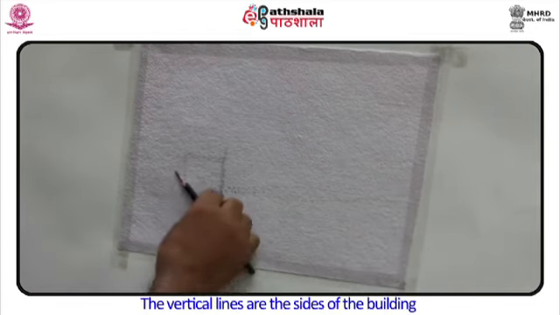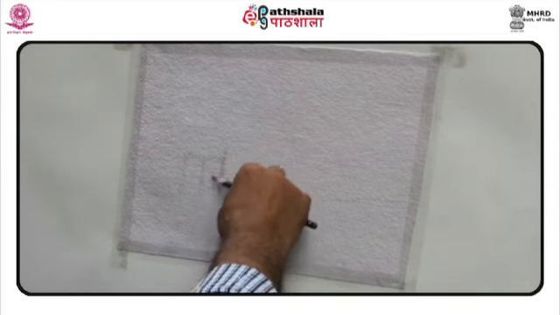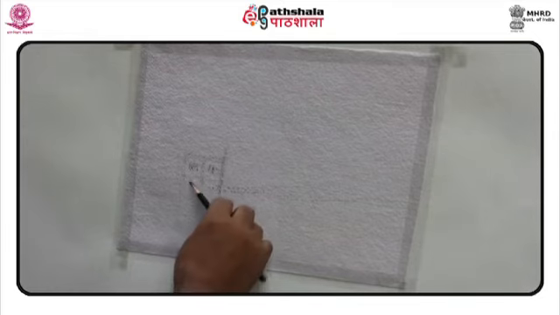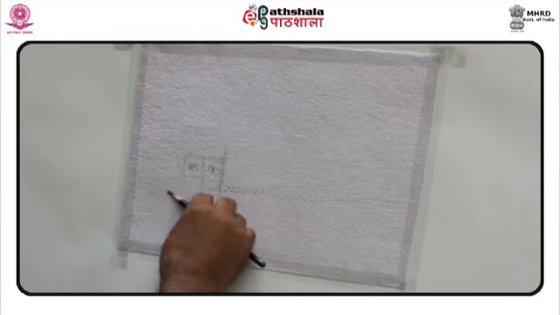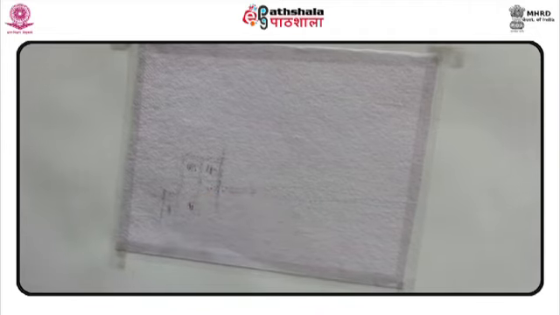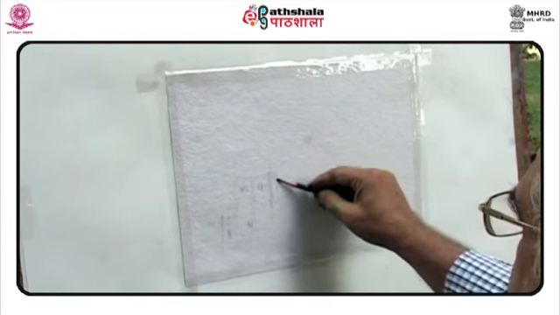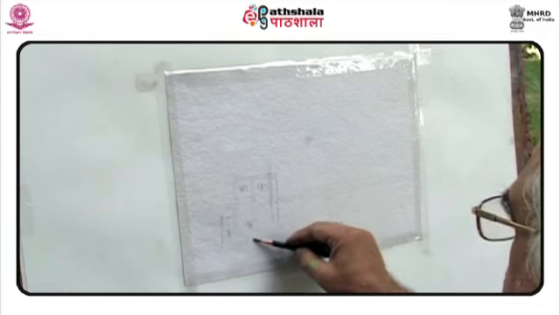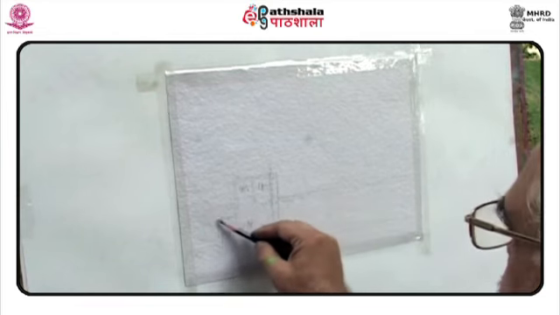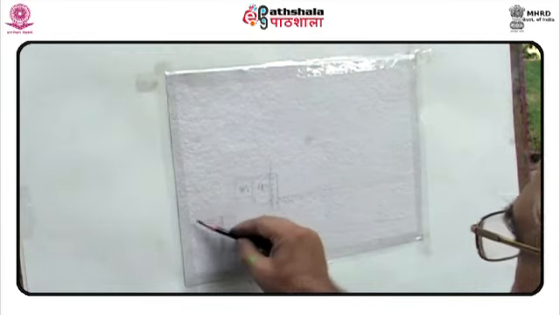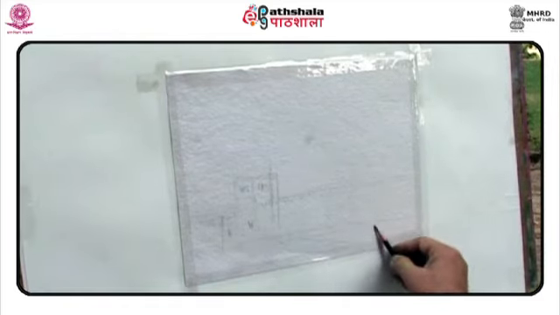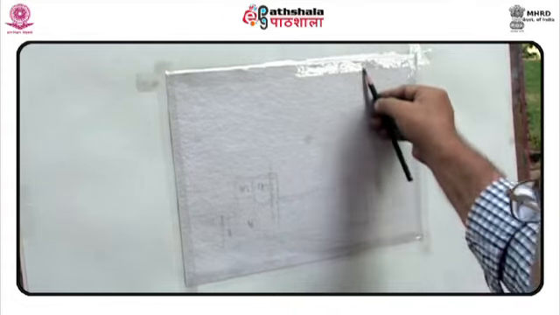The vertical lines are the sides of the building, and the small squares in them are indicating the windows. On the right side of the tallest lines are the trees.